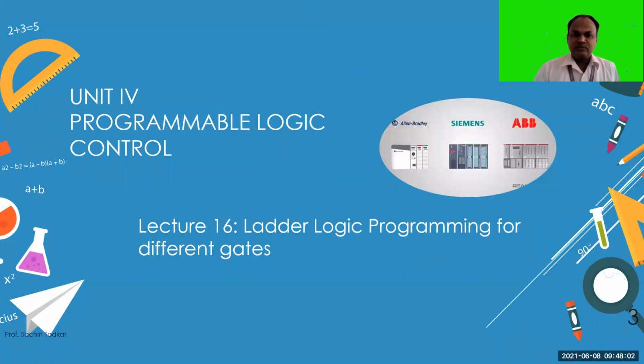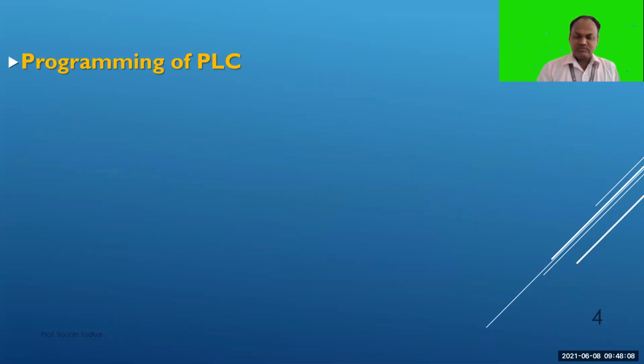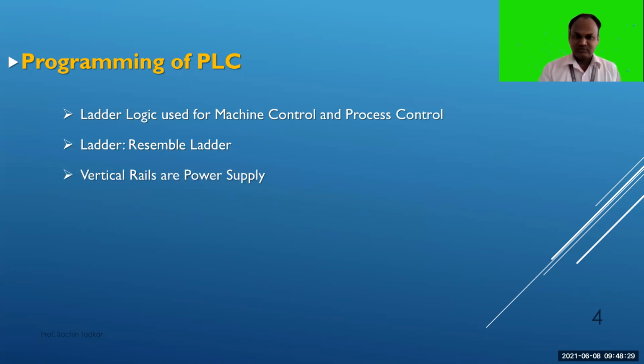In this lecture, we are going to see ladder logic programming for different gates. We have seen how the PLC architecture works in the last lecture. Now we have to see the actual programming part of PLC, in which ladder logic is used for machine control and process control. As the program resembles a ladder, it is called a ladder logic program.